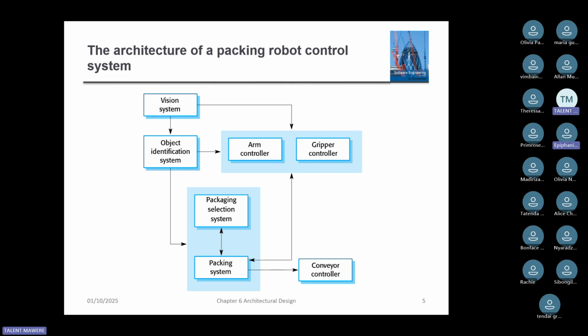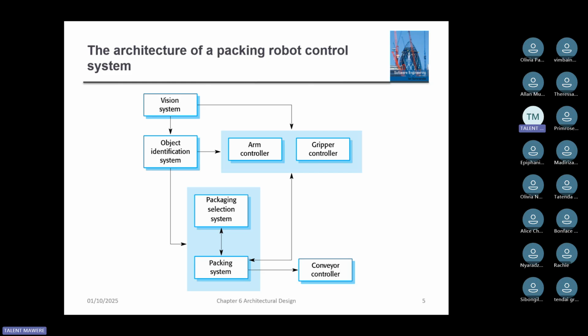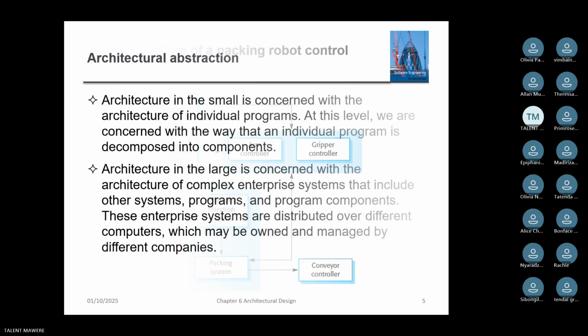So whatever system you then want to design, you should show how it looks as a whole and how it might work with other currently existing systems. That's what we are talking about when we are talking about architectural design.